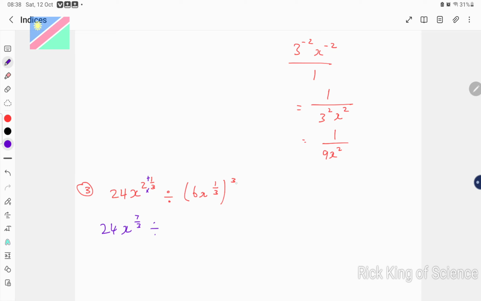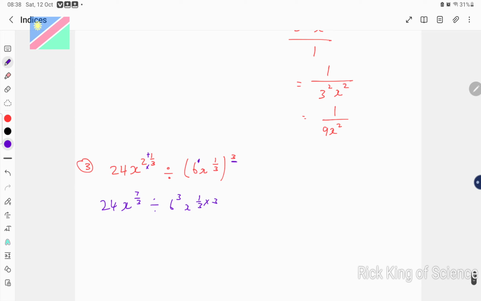now the 3 comes here. You see this 3 that's outside, you have to put a 1 on top of the 6 there, otherwise you'll make a mistake. So it's gonna be 6 power 3, because you must multiply 1 times 3, and the x 1 over 3 times 3. Okay, let's go ahead. Now 6 power 3 is a big number. I think it's 216. Let me confirm it on the calculator.